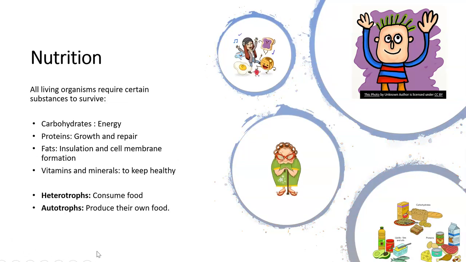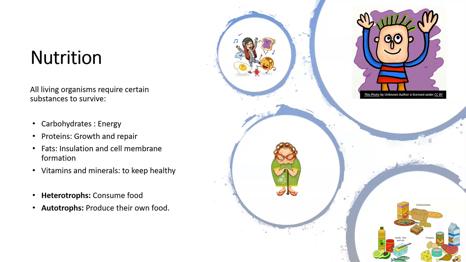Both Mrs. Gren and Mr. Engro had nutrition. All living organisms require carbohydrates, proteins, fats, vitamins and minerals to survive, and each of those food types has different uses in each organism. All organisms need carbohydrates for energy, proteins for growth and repair, fats for insulation and cell membrane formation, and a whole range of vitamins and minerals to keep healthy. The amount that different organisms require depends on the organism.